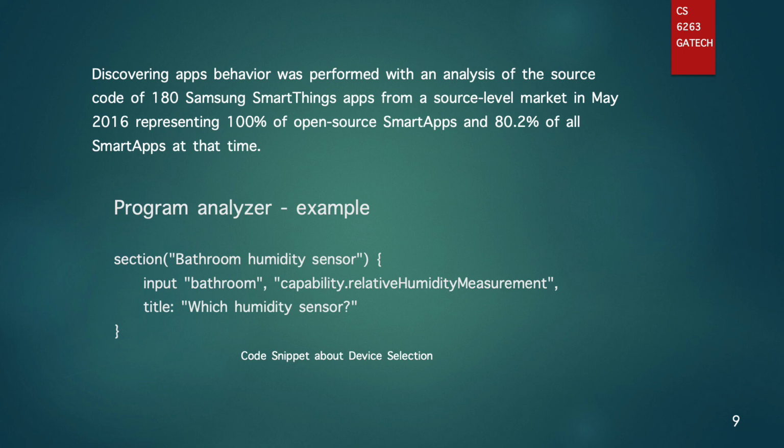And they collected the source code for 180 Samsung SmartThings apps from an open source level market in May 2016. This represents 100% of open source apps and 80.2% of all smart apps at that time.